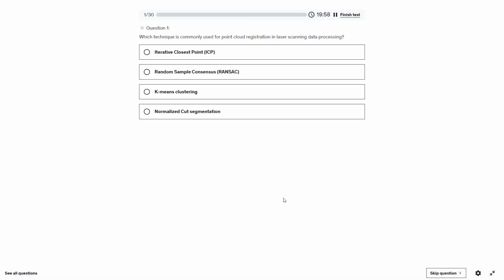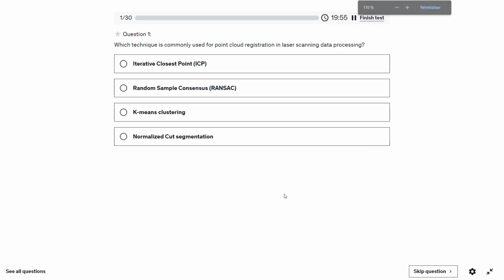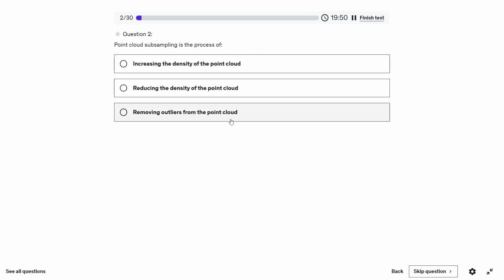We consistently update our quizzes to include the latest trends and developments in the field. This ensures that your knowledge is always aligned with the most recent advancements.